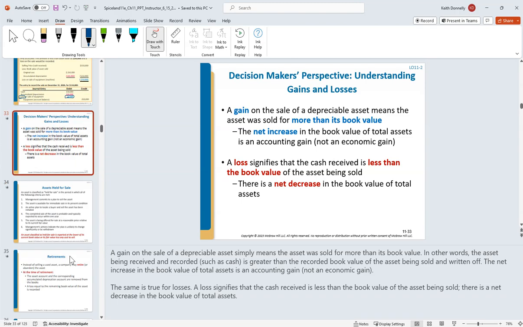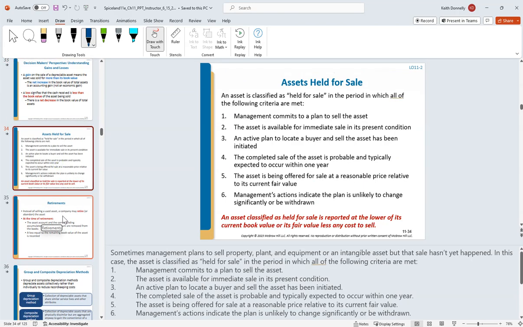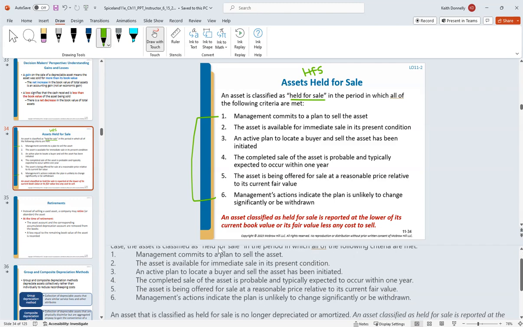You can read that slide there on it. A couple other things, right? Assets held for sale. One of the things here is an asset is classified as held for sale in the period in which all the following criteria are met, right? 1 through 6. Essentially, sometimes management plans to sell PP&E or an intangible, but that sale hasn't yet happened. So we're holding it out for sale. It's like, hey, everyone, I'm trying to sell this. Here would be kind of the situation.